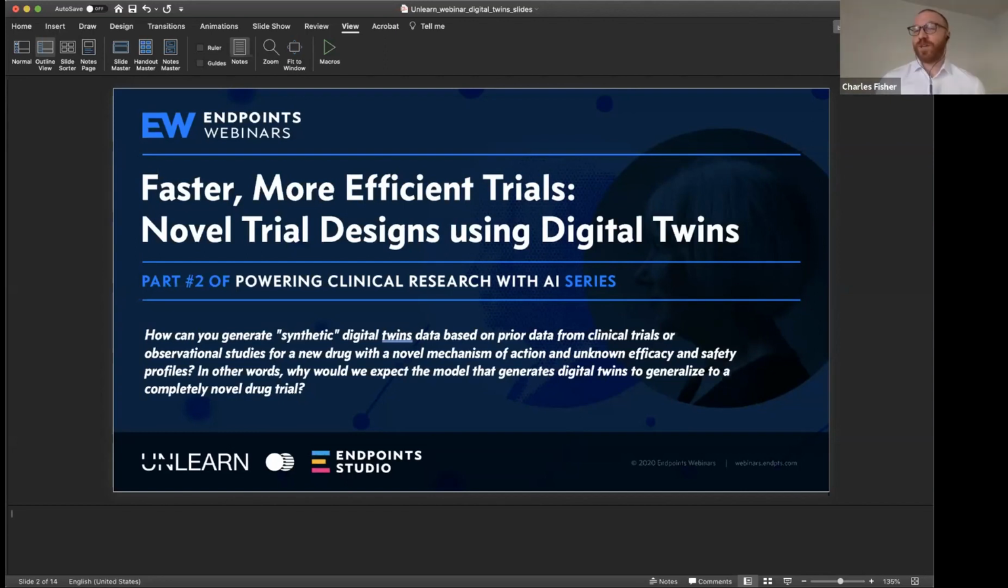So there's no way that we could try to use a machine learning method to predict something about which we have no data. So what we are proposing are trial designs where patients, who are real people, are enrolled in the trial, given the active treatment, and you observe the outcome.